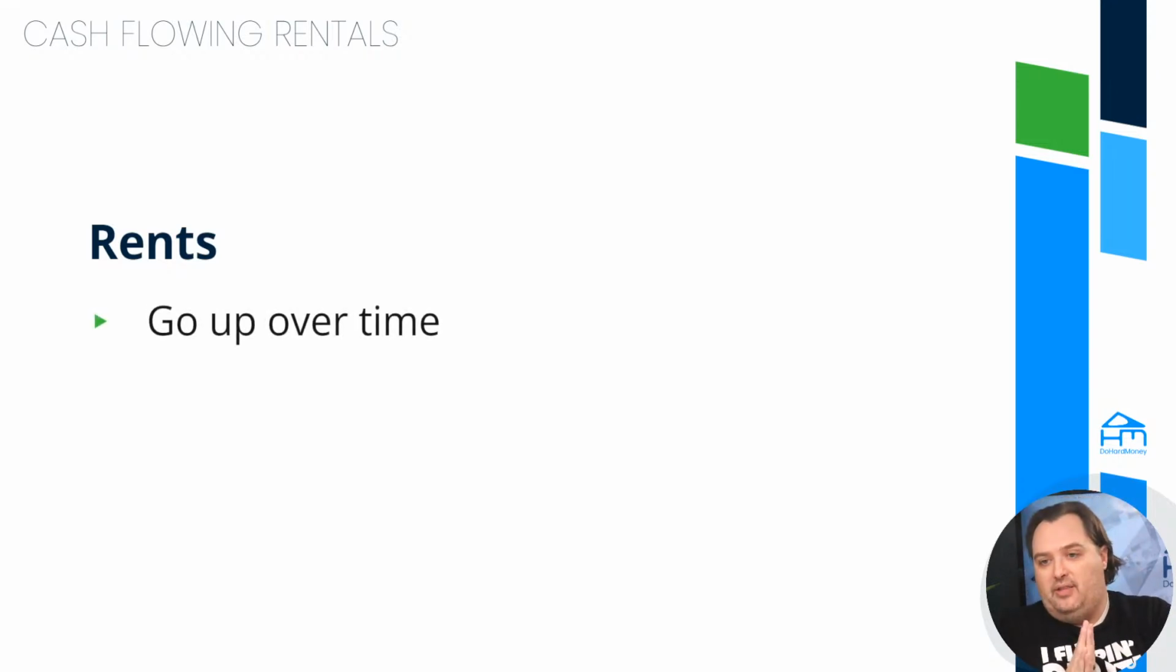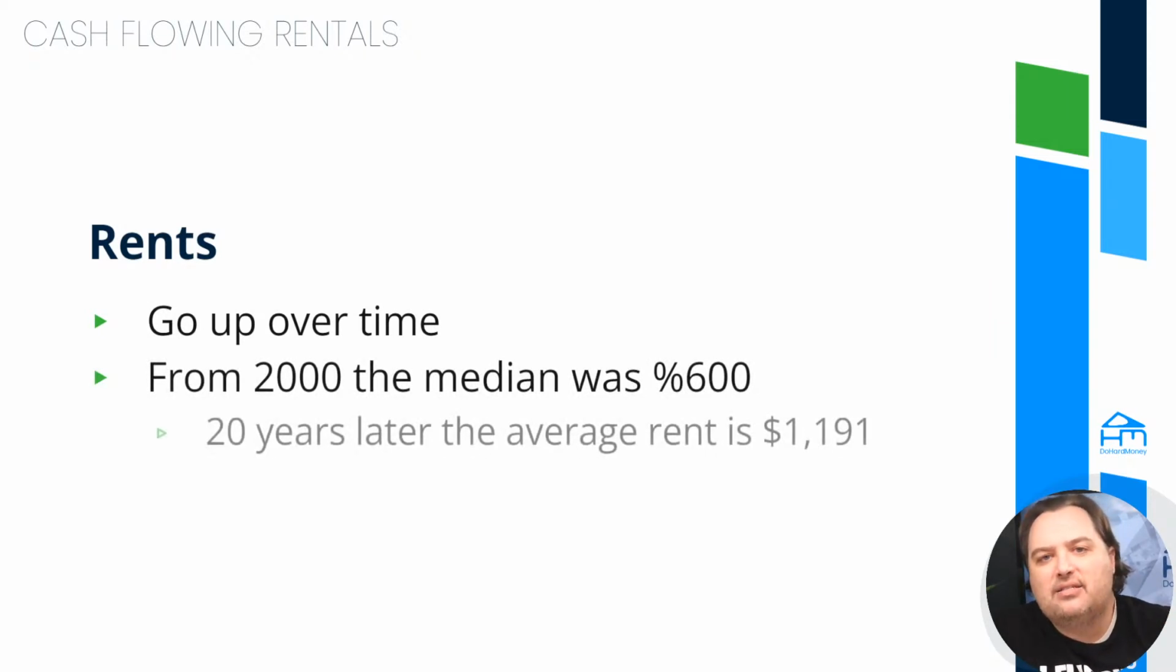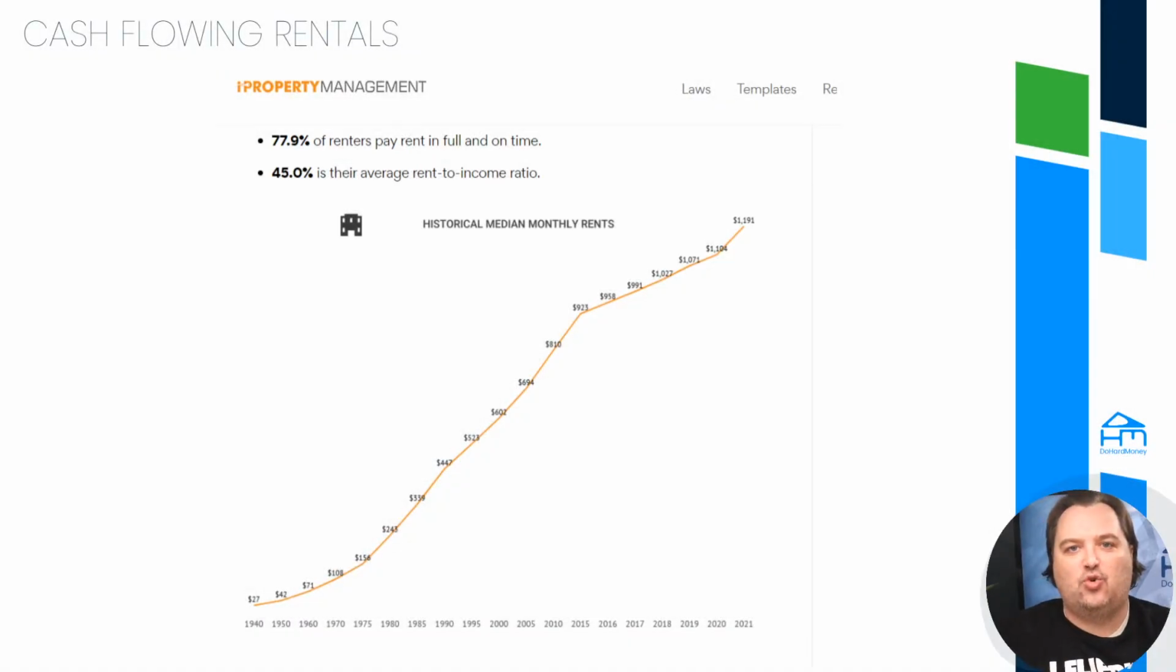Rents also, from a long-term perspective, go up over time. From 2000, the median was 600. 20 years later, the average rent was 1,191. So from 2000 to 20 years later, the rent has more than doubled. This will give you an idea of what's actually happening with rents.